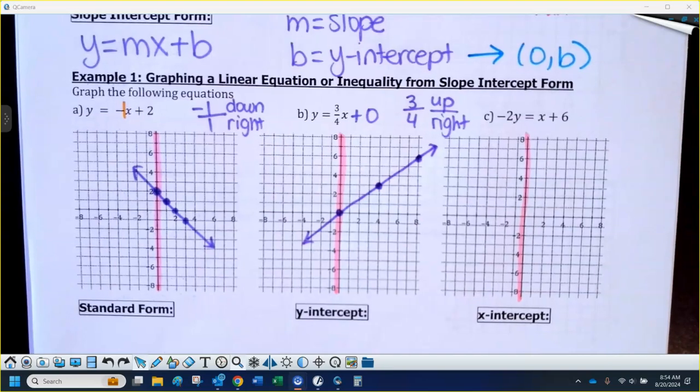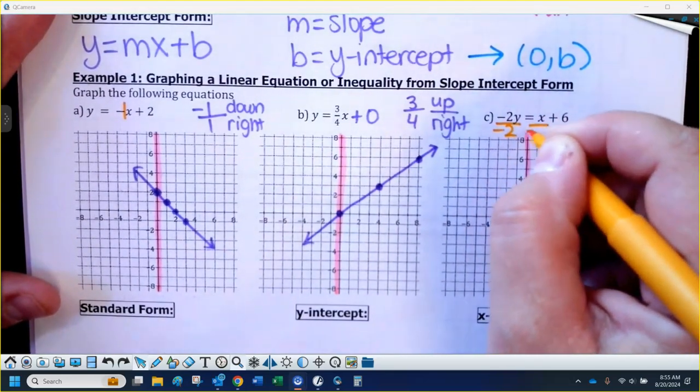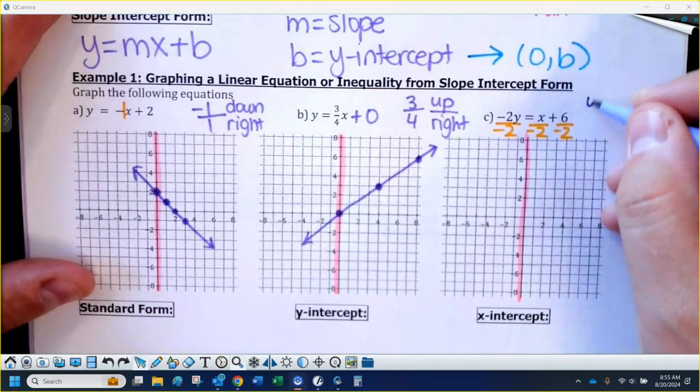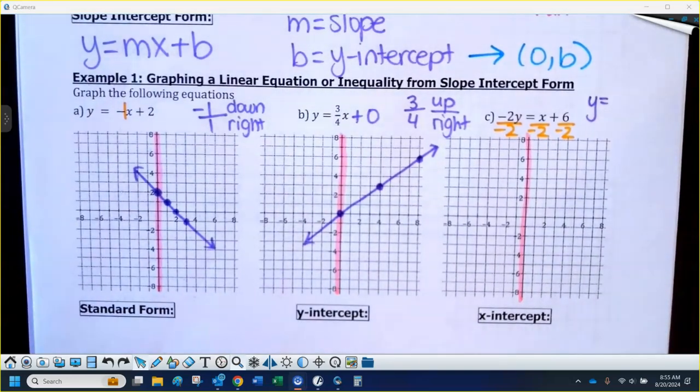Now the last one, sort of tricky because it's not written in slope-intercept form. What would you do to this line? I've got negative 2y equals x plus 6. Like, what would you do maybe to help graph this? Okay, get the y alone by dividing it all by negative 2. All right, that's exactly what I would do. Now, what would your slope be there? I think this is really tricky. What would your slope be? Liam, what do you think?